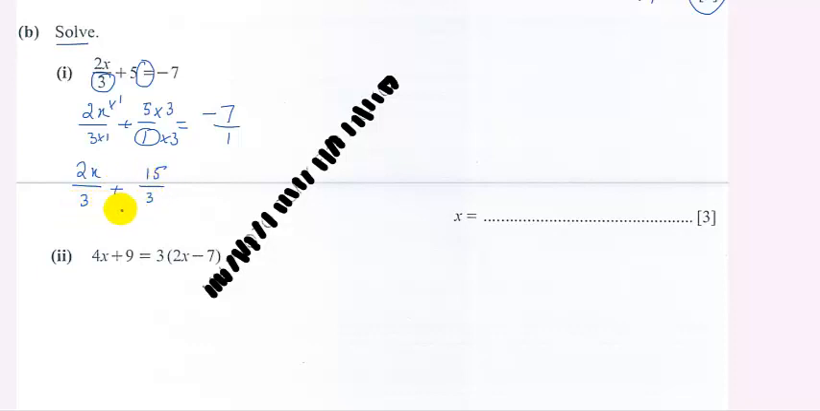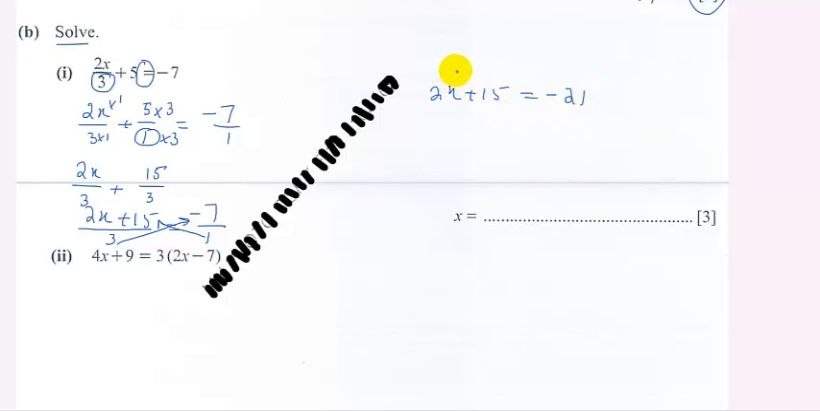Now the denominator is the same. When the denominator is the same, that same denominator is the LCM. 3. So it is 2x plus 15 and it is minus 7 over 1. Now we have a single fraction on the left hand side and a single on the right. So I will multiply this 1 with this. It will be 2x plus 15 and 3 with minus 7. So minus 21.